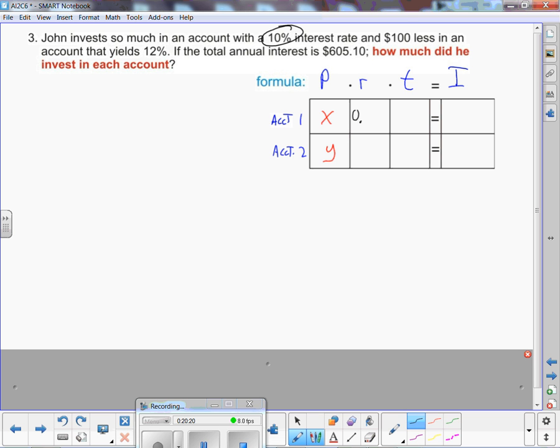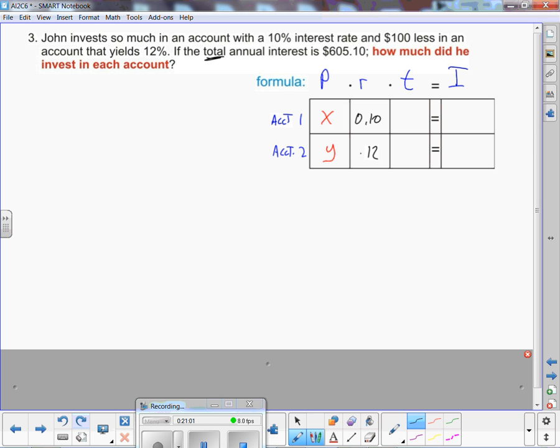Remember, decimal form, 0.10 or just 0.1. So again, I'm just going to use 0.10. And you read account 2 and you come across 12%. So 0.12. Okay, good. 4 blanks to go. I'm looking for time or interest. Well, I see interest, but it's a total. That's not the interest from account 1, and it's not the interest from account 2. It's a total. I can't do that.